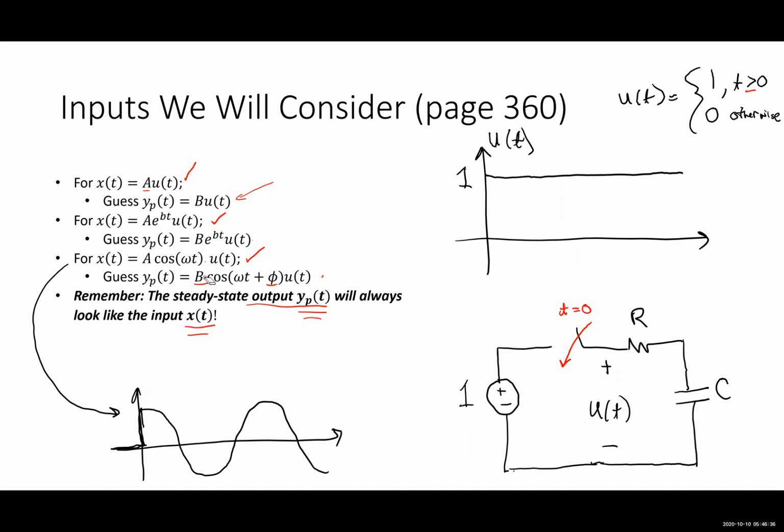All right, so we'll have to remember that, all right? In the case of the cosine, notice that the frequency will never change though. If the frequency of my input is omega, the frequency of the output is going to be omega. All right, the input and the output always look the same in steady state, okay?